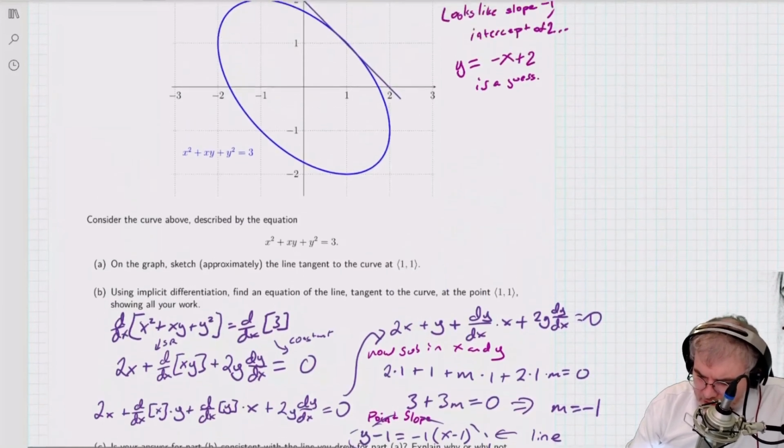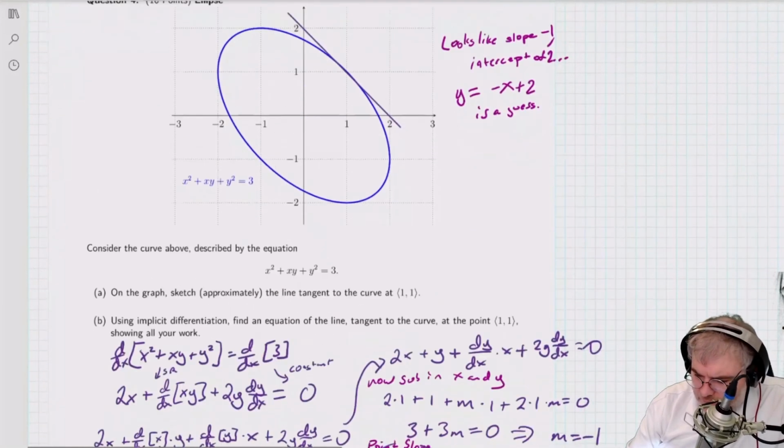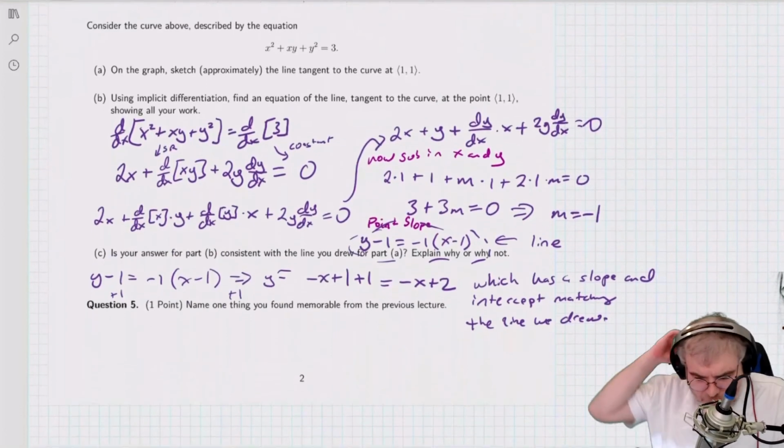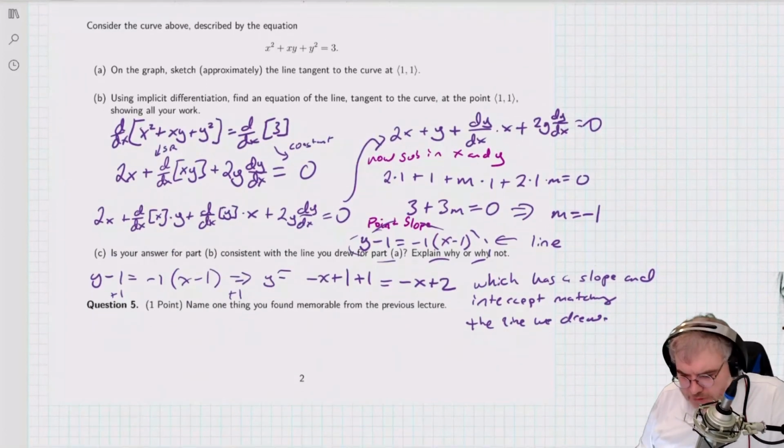Oh, I bet there was enough room last semester. I don't understand why there's not really enough room on this one this semester. Probably because I changed the equation.